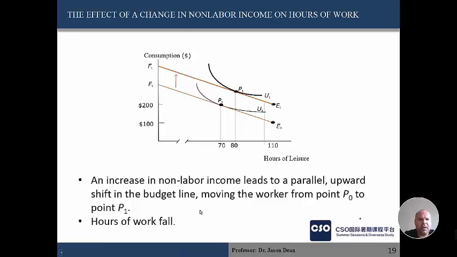Okay, here's another example. This is the typical case that we're going to assume. If there's an increase in income, wages held constant, the person will decide to take more hours of leisure and work less. That's like what we have here at P0, the optimum point. Before the increase in income, the person is choosing 70 hours of leisure. And after the increase in income, the new optimum point is going to be to the right, where they are consuming more hours of leisure.